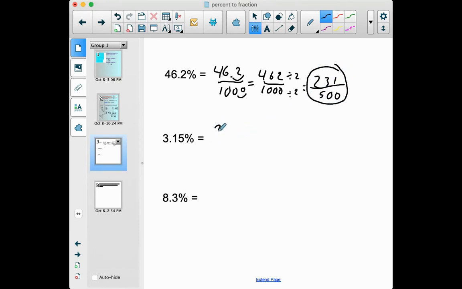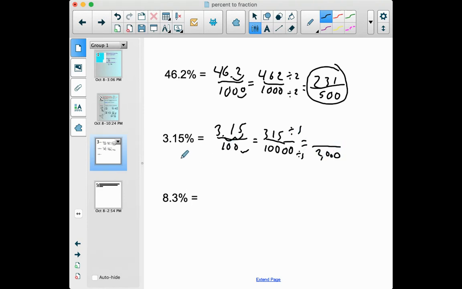All right, next one, 3.15%. Percent always means over 100. This time, to get this to be a whole number, I have to move the decimal 2 places. So the top becomes 315. On the bottom, I'm moving the decimal 2 places also, and that means I'm adding 2 zeros. So this 100 becomes 10,000. Now I'm going to reduce. This ends with a 5, this ends with a 0, so I know they're divisible by 5. I can do the bottom one in my head: 10,000 divided by 5 is 2,000.